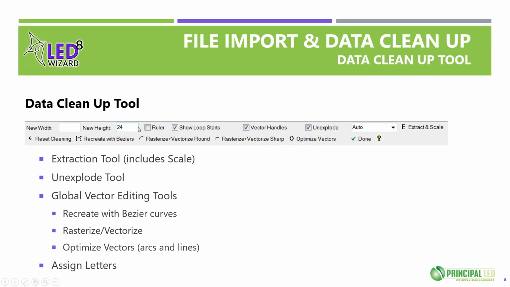So basically, once you extract that file and you can now see it and it's scaled to the correct size, you actually see all the vector points, which is what the vector handles option is. And you can look at that file and say, okay, I want to recreate with Bezier curves, or I want to rasterize and revectorize it, or I want to use optimized vectors. And you can test these out and then do reset cleaning, and you can see, well, do I improve the quality of that file? Did I make it worse? Is there no difference?